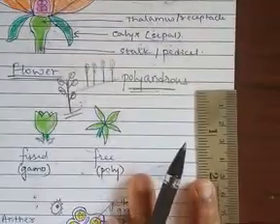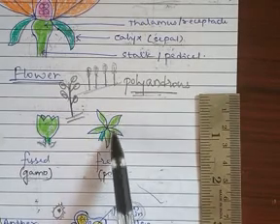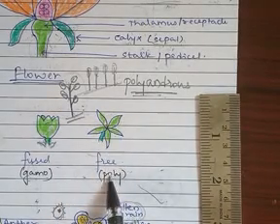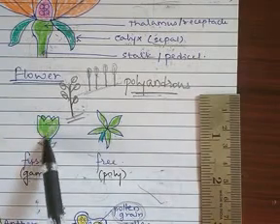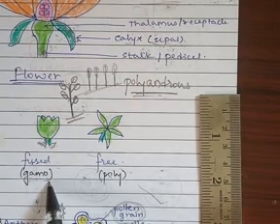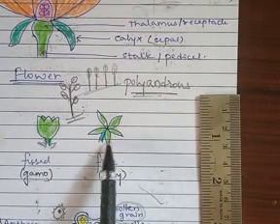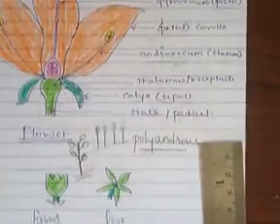Here in this diagram you can see the sepals are free from each other, and such a condition is called polysepalous condition. When the sepals are fused together to form a cup shaped structure, then it is called gamosepalous condition. So if the sepals are free, it is polysepalous. If the sepals are fused, it is gamosepalous, right?